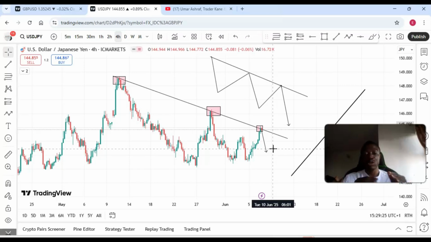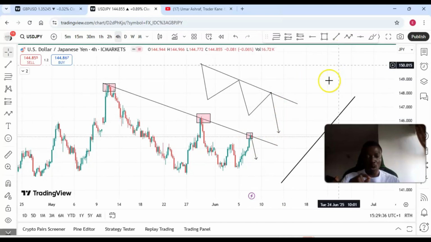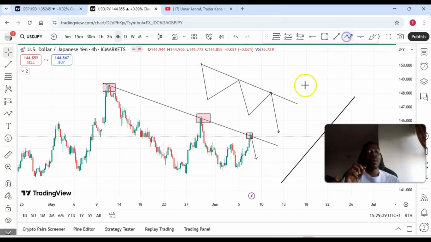So when the market gets to your trend line, the first thing to look out for is a bounce, which is what is more likely to happen. Like this, we are expecting a sell from here. And secondly, if the market does not bounce off that trend line, you probably get a break.